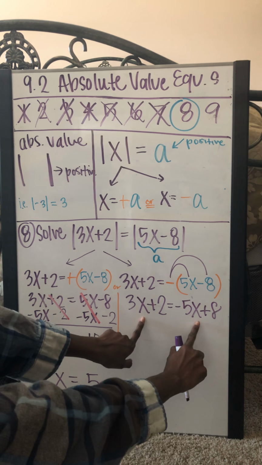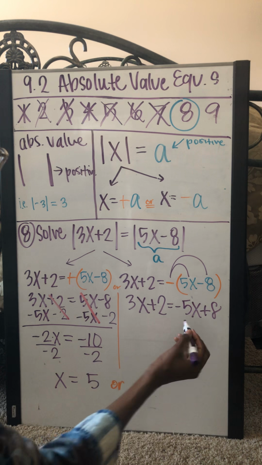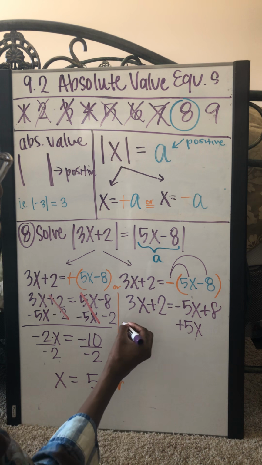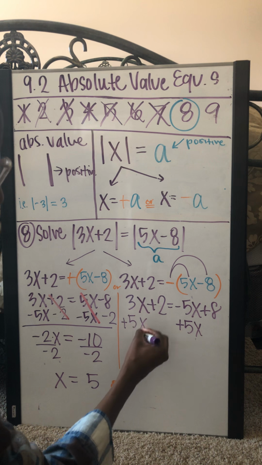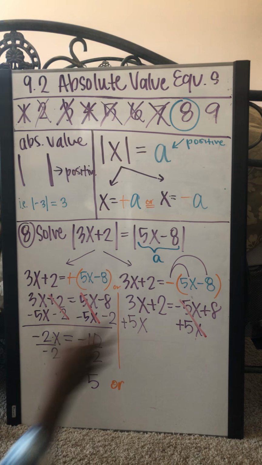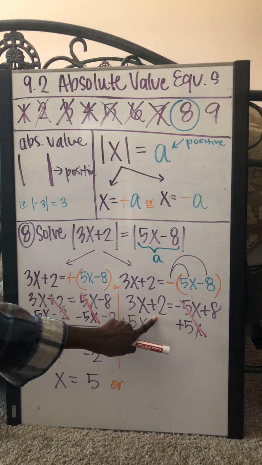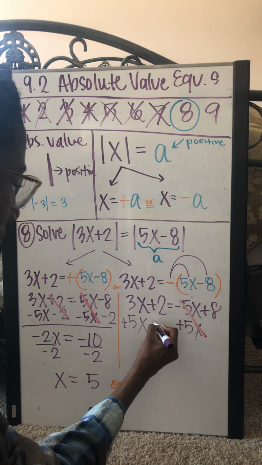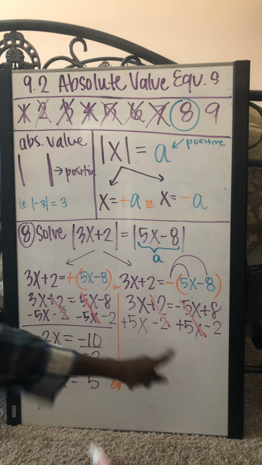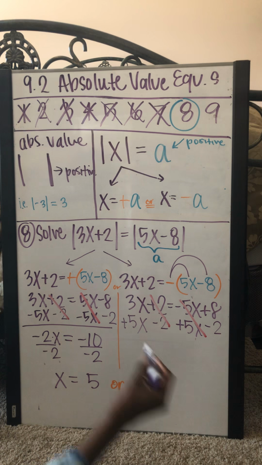And again, your x's are the same power, so you want them on the same side. So I'm going to add this 5x because it's negative. I need to do the opposite. So once I add the 5x, this is going to cancel. And now our x's are on this side, which means I need to move this 2. So I'm going to subtract the 2 on both sides. And once I do that, these 2's will cancel and we're left with the number on the other side.